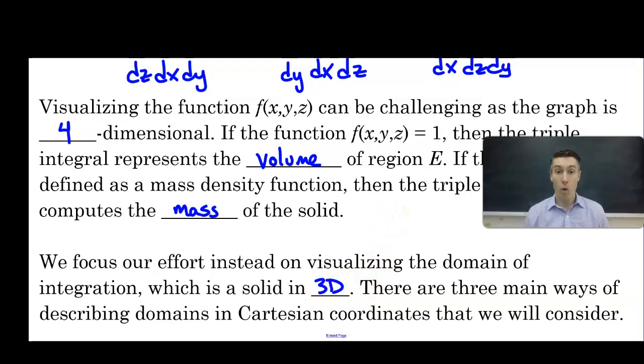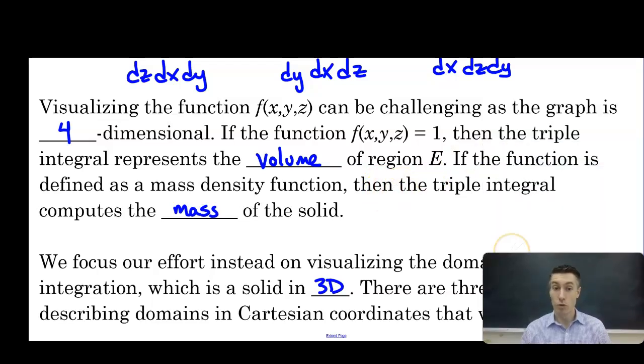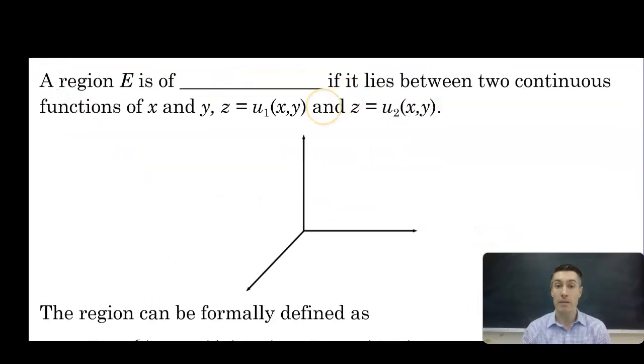Okay, so when we're going to set up our bound of integration, we're thinking about a 3-dimensional region that we're integrating over. And that can be challenging. There are 3 main ways of describing domains in Cartesian coordinates that we will consider. So remember, Cartesian is the x, the y, the z form. Okay, so we're going to look at each of the ways. We'll do an example of each as well to really solidify our understanding.